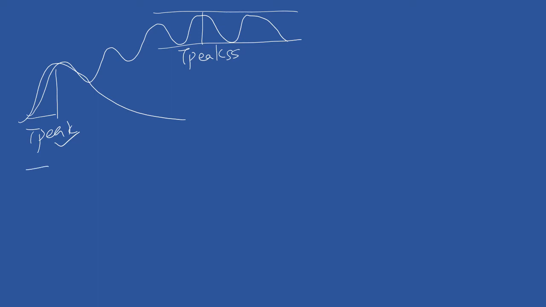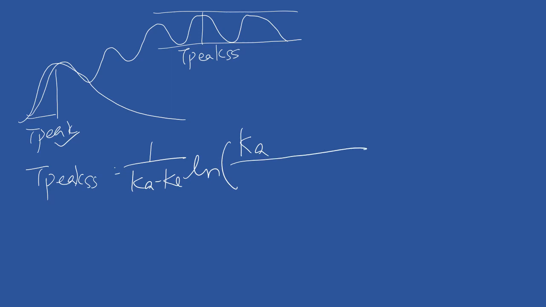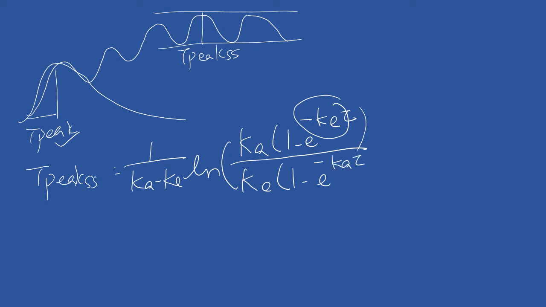For the T-peak SS, the equation will be 1 over Ka minus Ke ln Ka and 1 minus e power negative Ke tau. So be careful, this is Ke, and that will be Ke over 1 minus e power negative Ka tau. Now you need to put in all the value. Just let me write everything down.